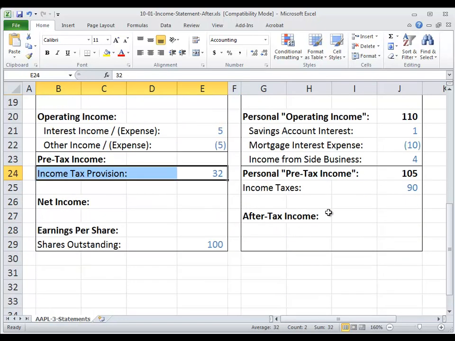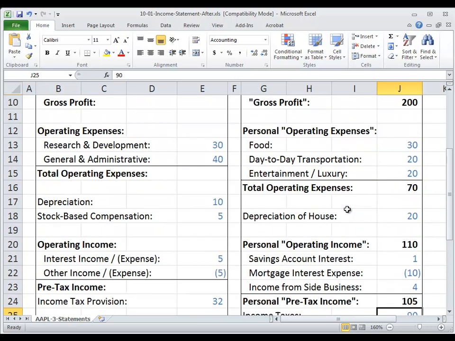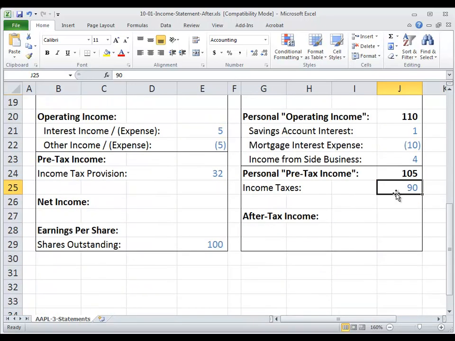So the analogy doesn't hold up 100%, but that is the rough idea here, that for both an individual and for a business, you have all these different expenses, and then you pay taxes on the end based roughly on how much you earned. So in this case, the after-tax income, we are going to take our personal pre-tax income here and then subtract our income taxes, so we get to 15 for our after-tax income.